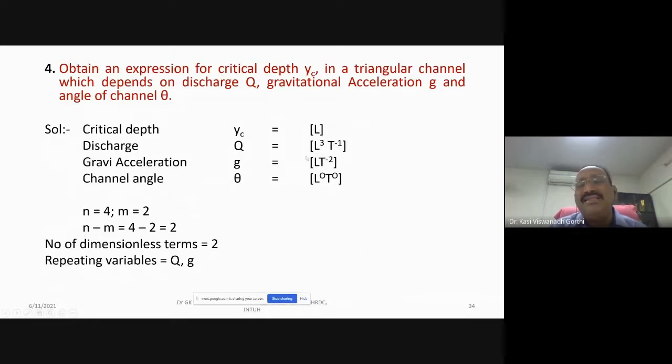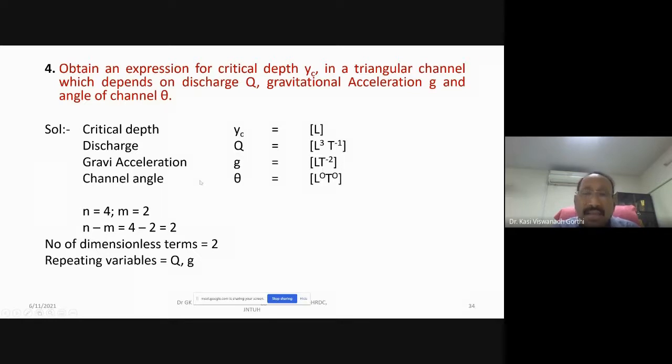In all these cases, you don't find M. Have you noted? You don't find mass. M is not there. So how many fundamental or primary quantities are there to describe the entire phenomenon here? Only 2, L, T. That's all. So in this case, the value of M is 2.